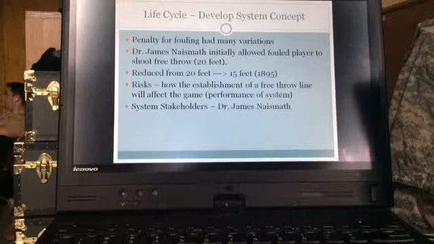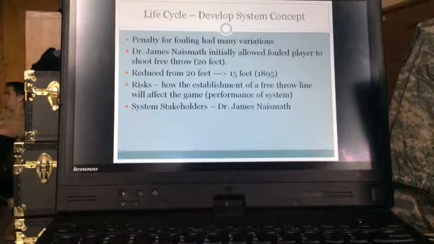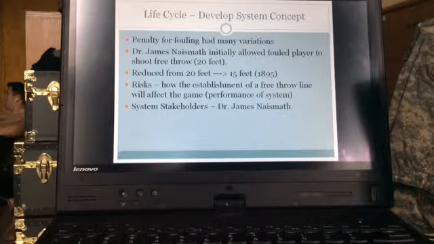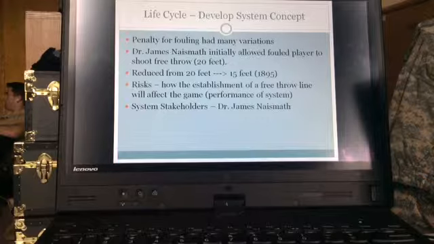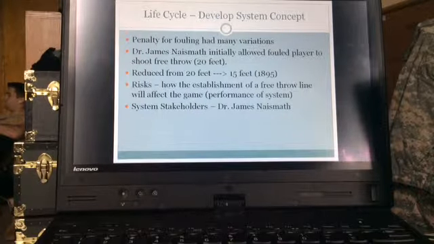The second step of the life cycle is developing a system concept. The penalty for fouling had many variations. It could be a blocking foul, charging foul, offensive foul. So Dr. James Naismith came up with a way to allow players to earn extra points for their team. He initially allowed fouled players to shoot free throws from 20 feet. But after analyzing and sorting through the statistics of players' shooting percentages from the free throw line, he would reduce that from 20 feet to 15 feet in order to improve a player's free throw percentage.